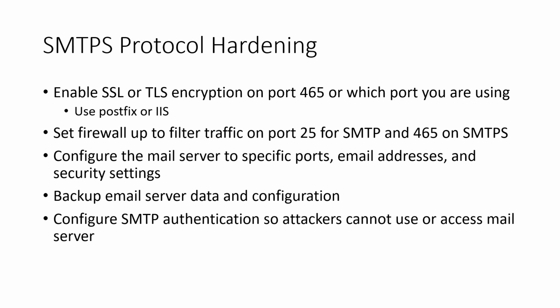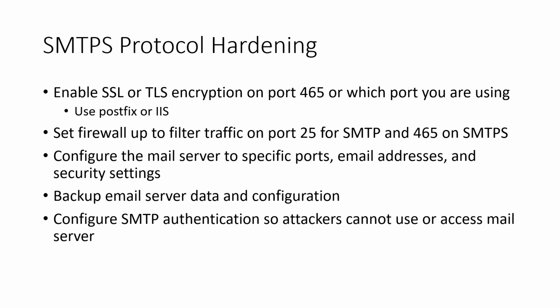Next would be to set the firewall up to filter traffic on port 25 for SMTP and 465 for SMTPS. So like I said earlier, typically SMTPS is run on port 465. It is more secure, and setting up a firewall to filter the traffic will make it even more secure for both SMTP and SMTPS.